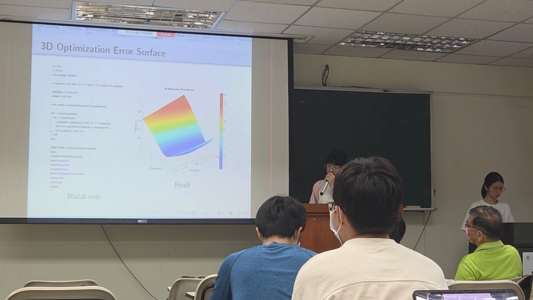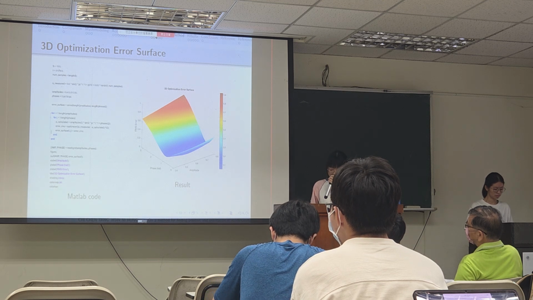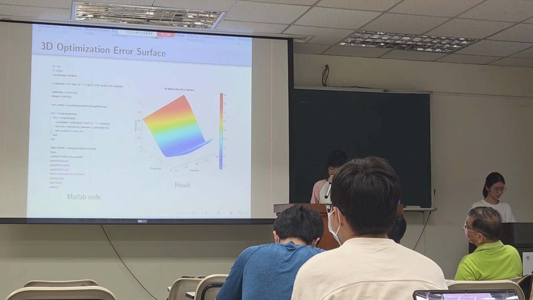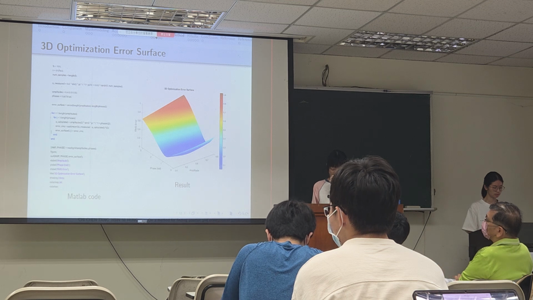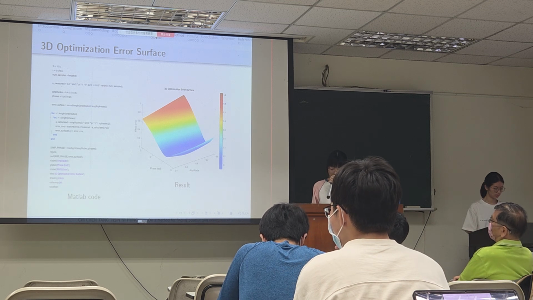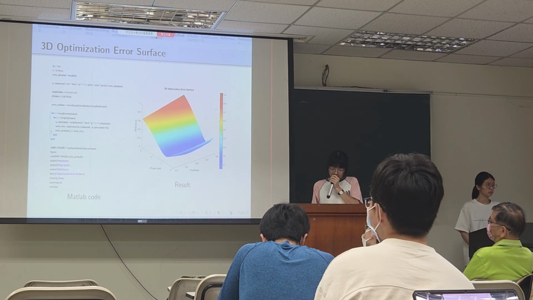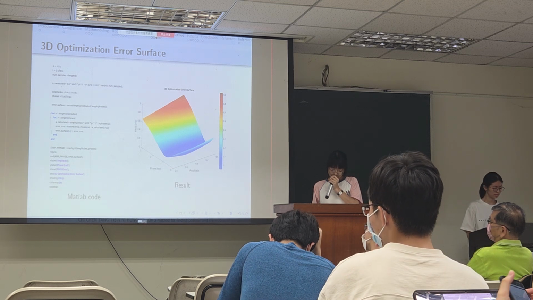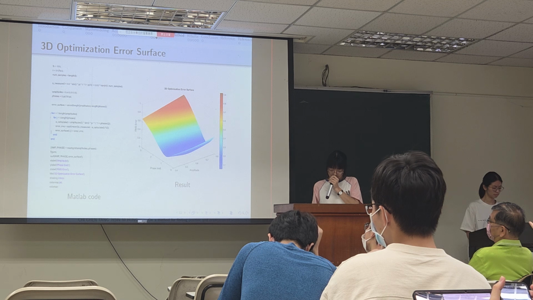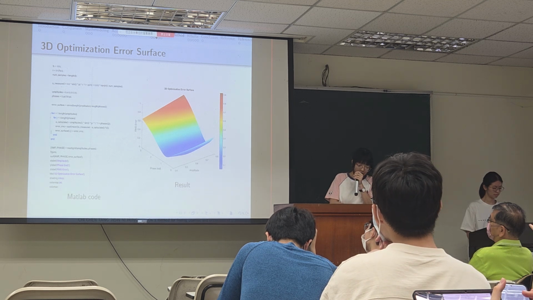This plot shows a 3D error surface, where we vary two position parameters to visualize the cost landscape. It shows that the cost function is relatively smooth and convex near the true value. This property ensures that even a rough initial guess can eventually converge using gradient-based solvers.